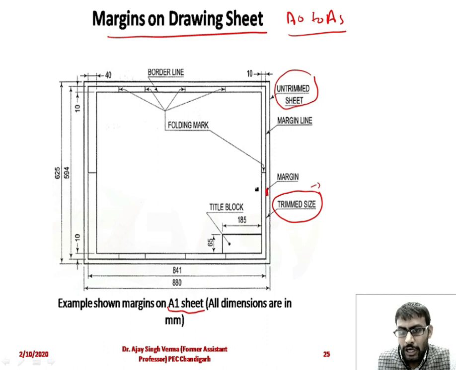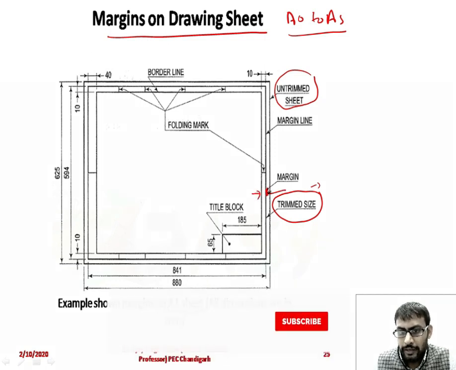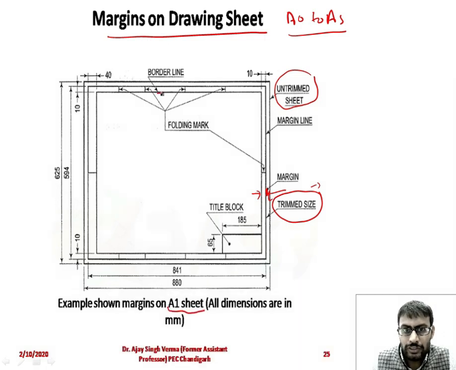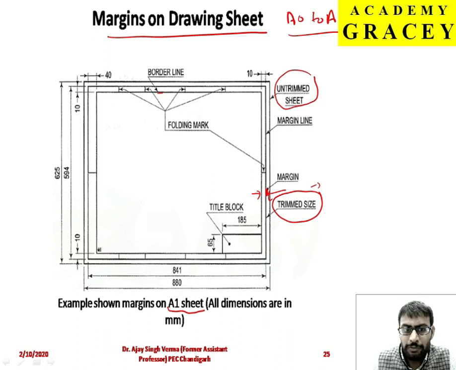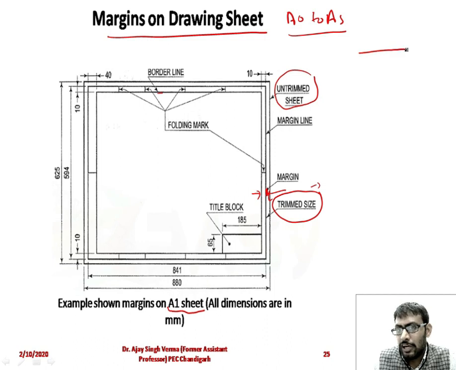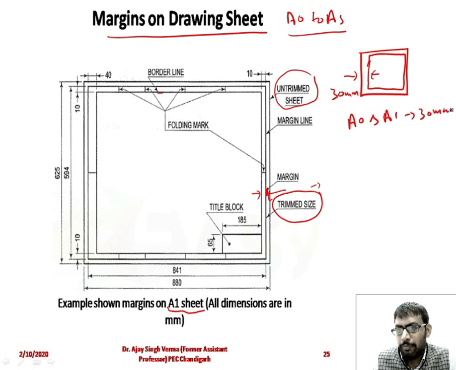From this margin we will draw a border line. You can see these are the border lines. From the border lines the drawing space will be defined. After that, I'm elaborating the other sizes, so I'm drawing this. On the left hand side, it will be 30 mm. For A0 and A1, the margin should be 30 mm here.